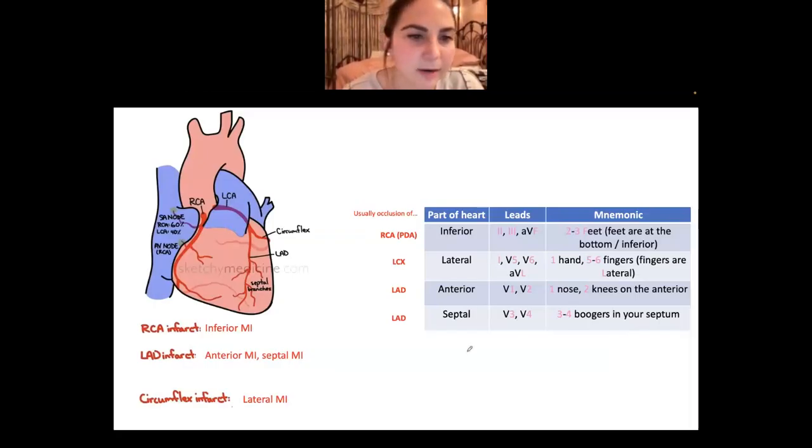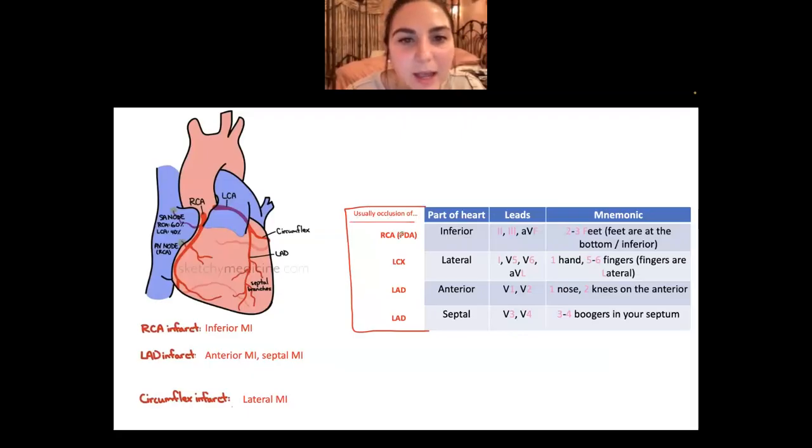And then this was just another picture to show you really do need to know this. It's easy points if you know it, which you guys all seem to know. RCA infarct causes your inferior MI. If you have an LAD infarct, this is your anterior and your septal. And if you have a circumflex infarct, that's more of your lateral wall MI.